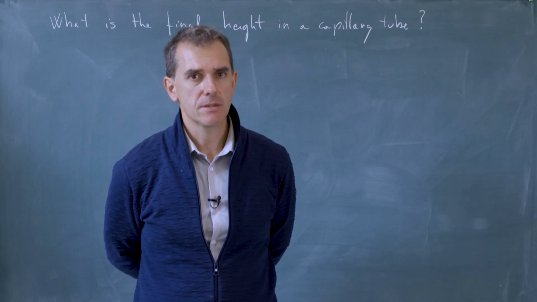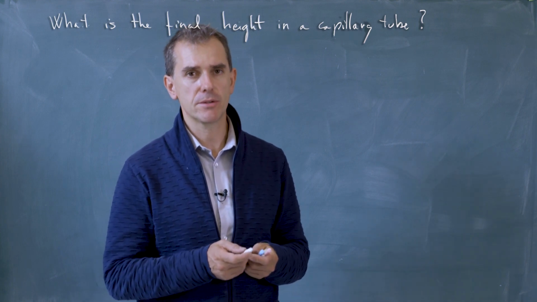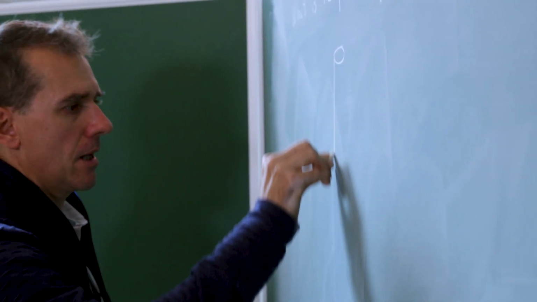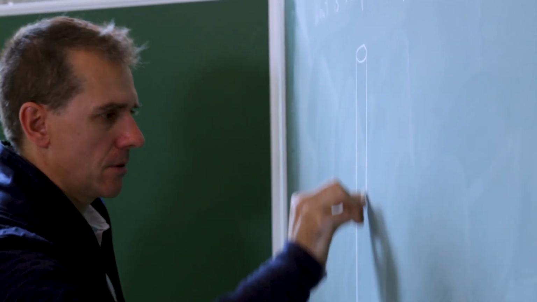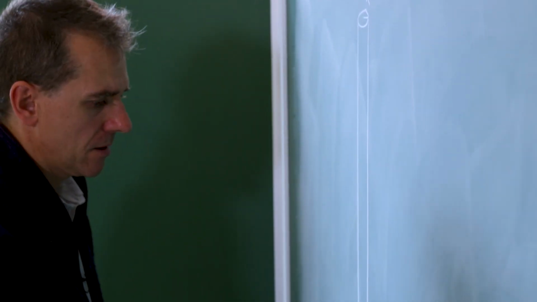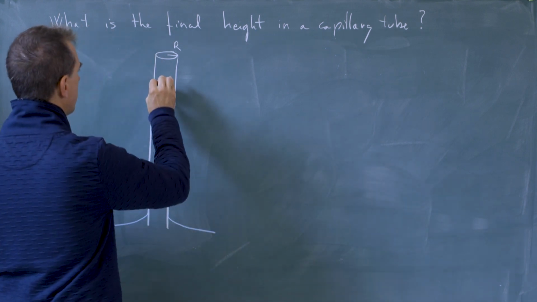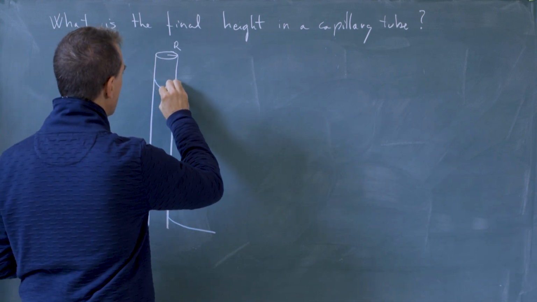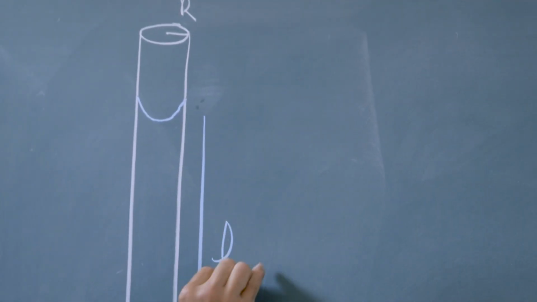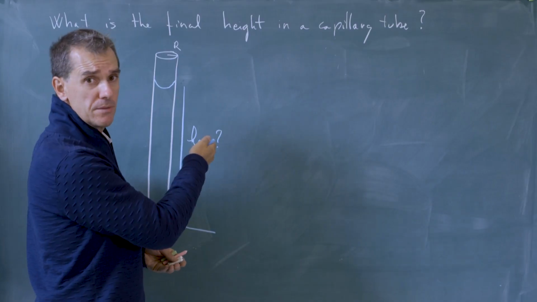The question I want to answer is the final height that a liquid reaches when it contacts a capillary tube. To answer this question, I will put a capillary tube of radius r in contact with the wetting liquid. And when we do the experiment, we observed that the liquid rises in the tube up to a final height that I called HE. And what I want to answer is the value of HE.